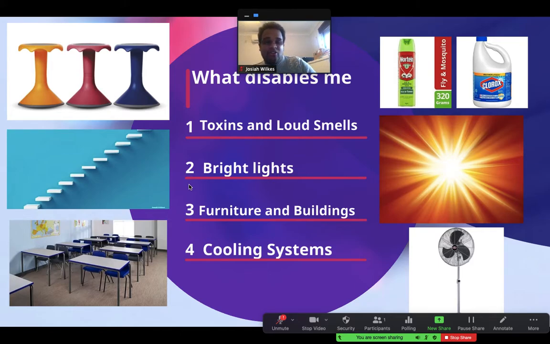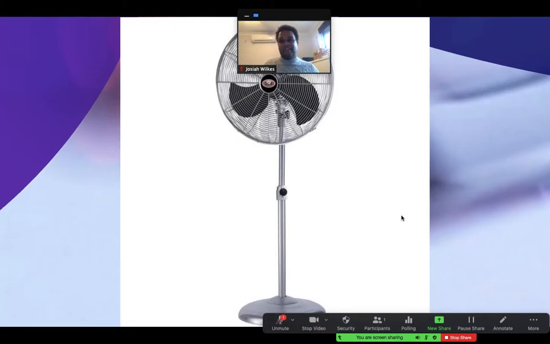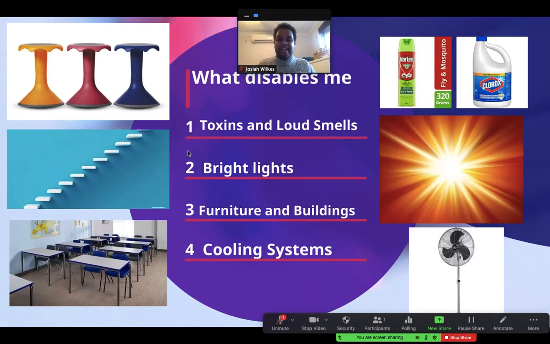Then finally, cooling systems, funnily enough. When it comes to heat and temperature, I am actually disabled when things are too cold. I don't like being right in front of the fan. I don't like being right in front of the air conditioner. I love the heat. So those are different things in the classroom that might disable me.